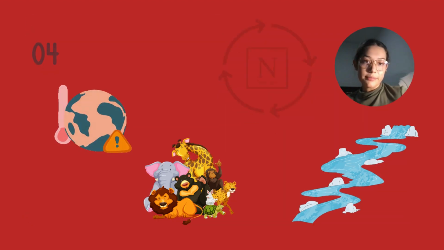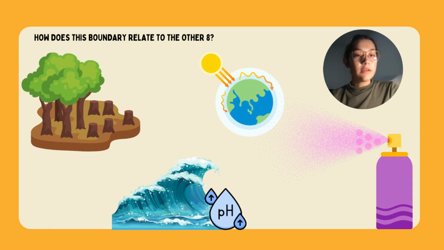Now, for the second part of the planetary boundaries. Chemical pollutants also relate to deforestation because we all know that every ecosystem and everything on the earth is connected.